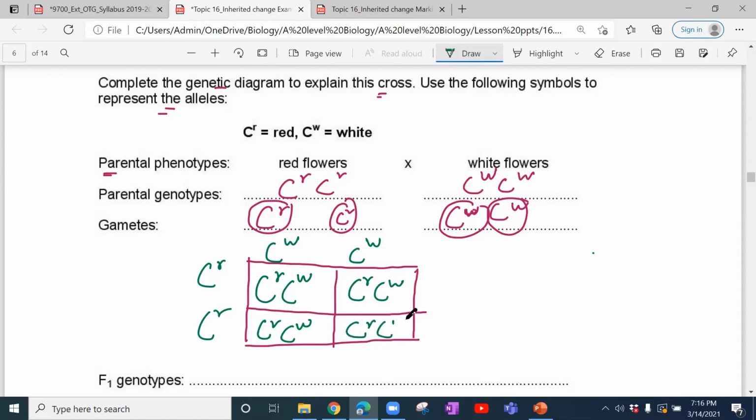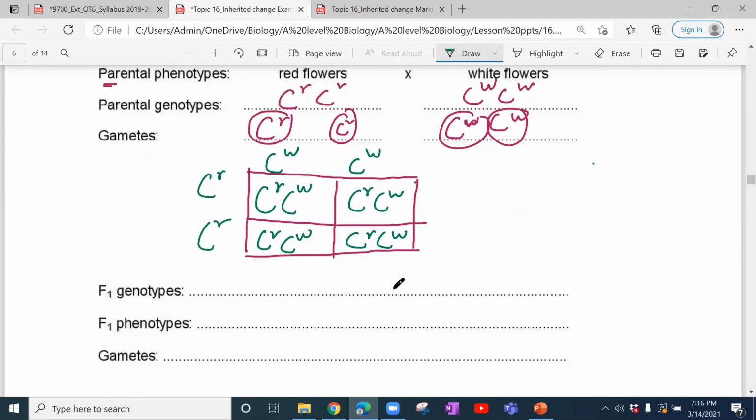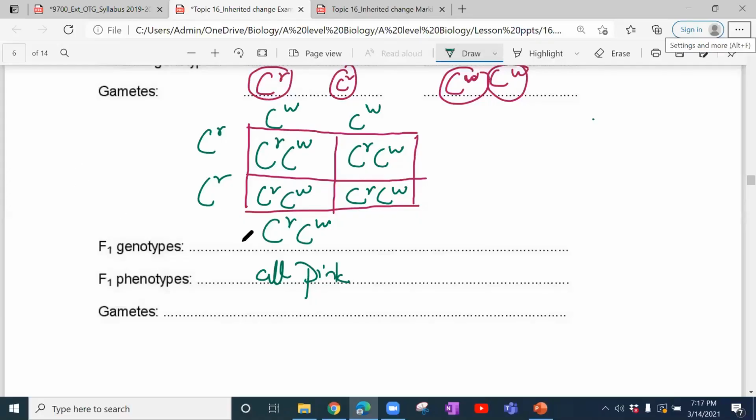Right? And we are looking at codominance. So the genotypes would be all of them CR, CW. And if you look at the phenotypes, all of them should be pink. So all pink. So we have all of these heterozygous, all pink, and gametes. If you look at the gametes, so you are CR.